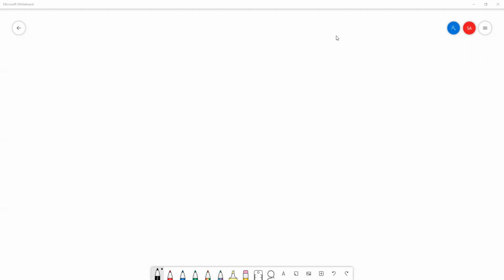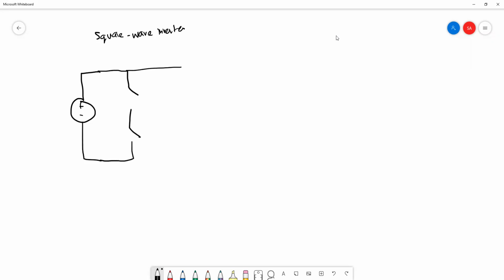So we meet again. This is lesson 4, square wave inverter. As you may recall, we are concentrating only on the full bridge inverter here. So this is the full bridge inverter I draw for you. Make sure that you practice how to sketch this one.